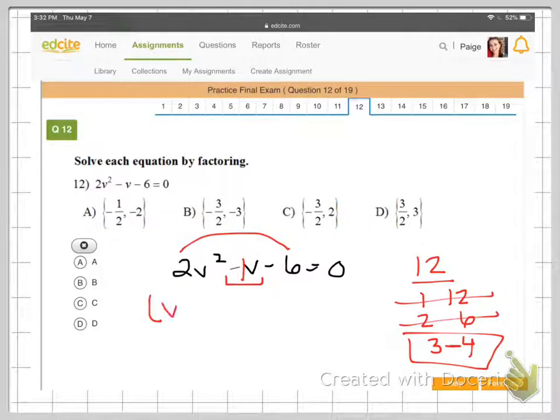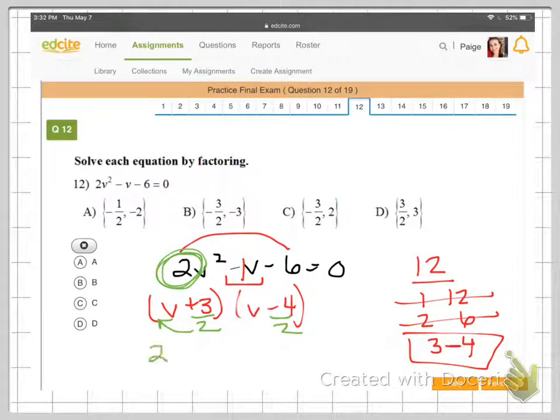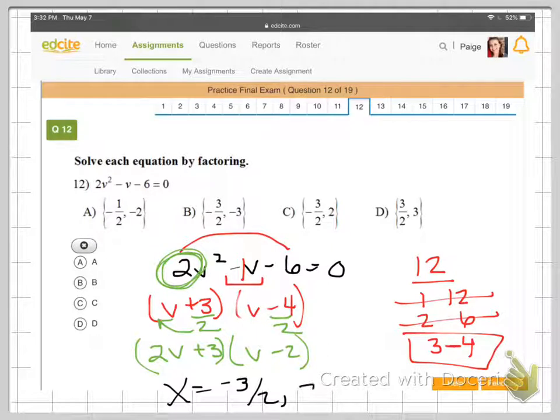So I'm going v plus 3, v minus 4. Oops, wrote x. Let's try that again. There we go, v minus 4. But remember, because we multiplied in our first step, got to divide by that 2. So divide by 2, divide by 2. This doesn't simplify, so slide it. So 2v plus 3. And then this one does, so v minus 2. So then our final answer is just to take those numbers and flip them. So I've got negative 3 halves and 2, which gets us C.